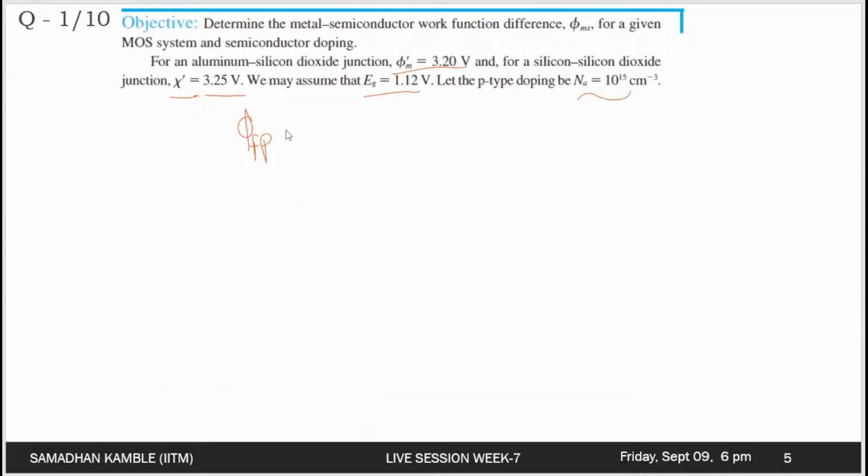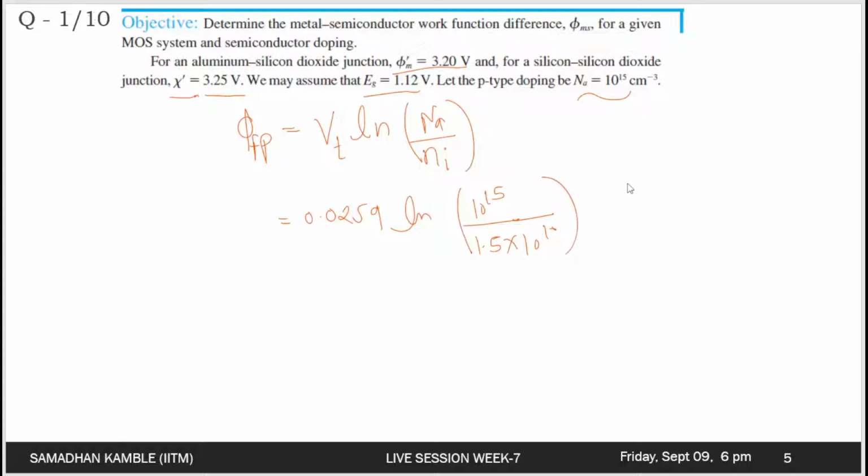So we know that phi fp is given by Vt ln of Na by Ni. So Na is the doping here and Ni is the intrinsic concentration. For 300 Kelvin, we can substitute Vt as 0.0259, then ln of Na, in our case 10 to the power 15 per centimeter cube, divided by the intrinsic charge carrier concentration, which we can take as 1.5 times 10 to the power 10. If you just calculate this, we will get the value of phi fp as 0.288 volts.